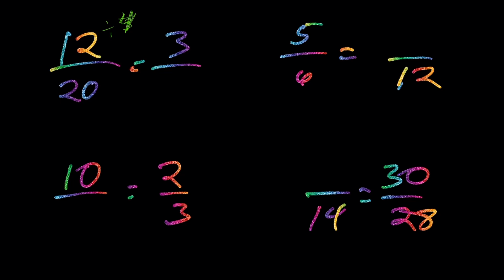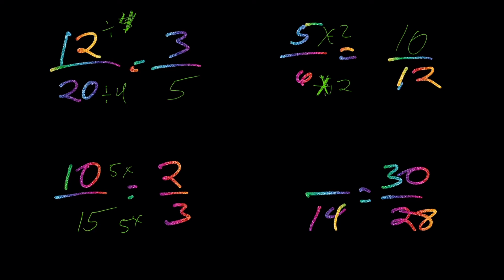Divided by 4, so this is 5. I divided here by 2. Oh, I multiplied by 2, sorry. I multiplied by 2, this gives me 10. I multiplied by 5, so I'm going to multiply by 5. And I multiply by 2, so I'm going to divide up here by 2. So you have to think about which direction I'm going. I'm going smaller, so I'm going to need to divide. I'm getting bigger, so I'm going to need to multiply.